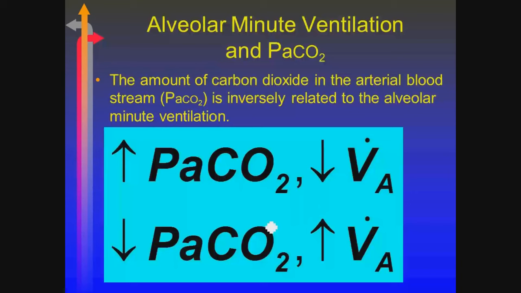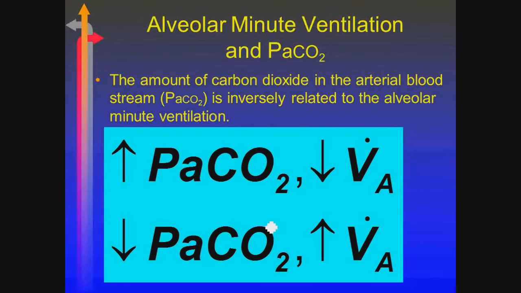Here's the important thing that leads us to all of this. And this is a relationship that you will use over and over again. Carbon dioxide that is inside your arterial blood system is determined by the amount of alveolar minute ventilation that you generate. As alveolar minute ventilation is increased, the amount of carbon dioxide goes down.